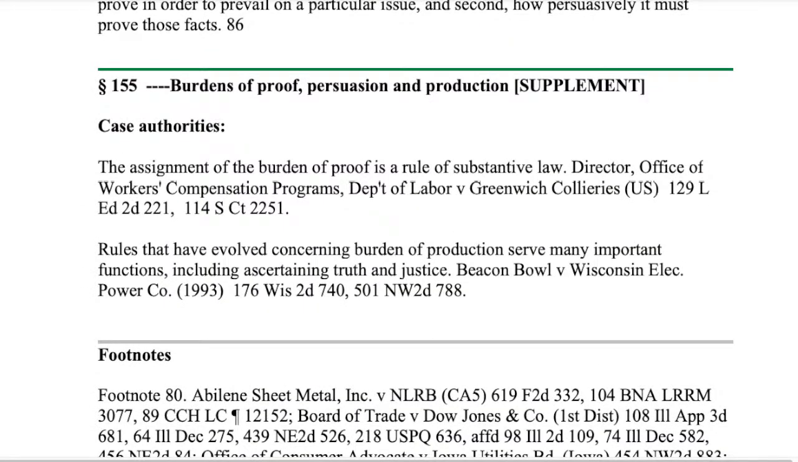We're on to section 155, the burdens of proof, persuasion, and production supplement. So here's some case authorities. The assignment of the burden of proof is a rule of substantive law. Rules that have evolved concerning burden of production serve many important functions, including ascertaining truth and justice. And that's from 1993. Now these are the supplements here. I think this is a 1998 edition we're reading from. Again, things like law of evidence shouldn't be changing in any significant way over time, considering the common law roots of this.